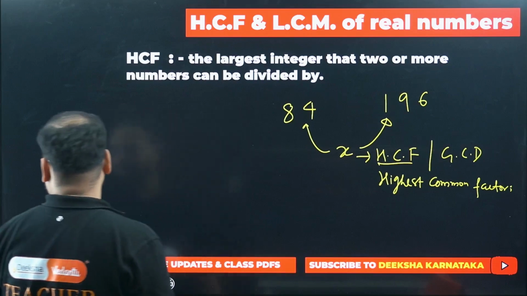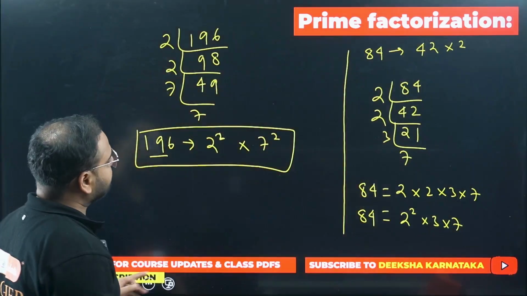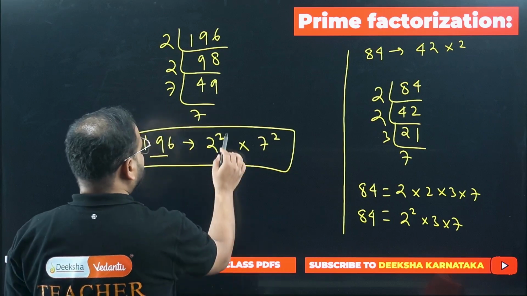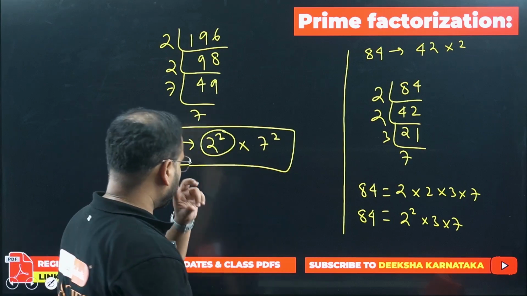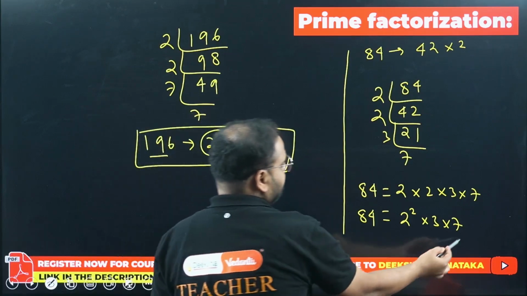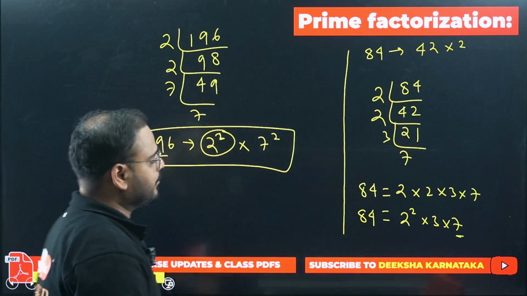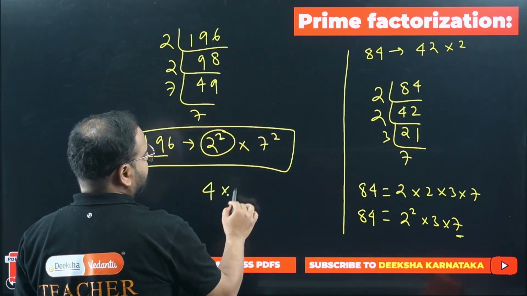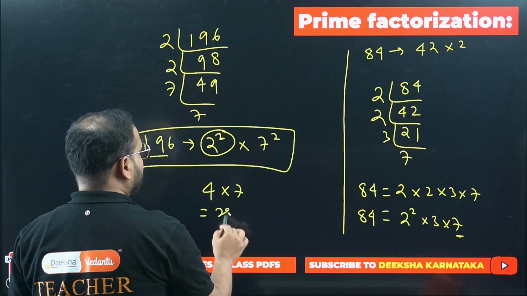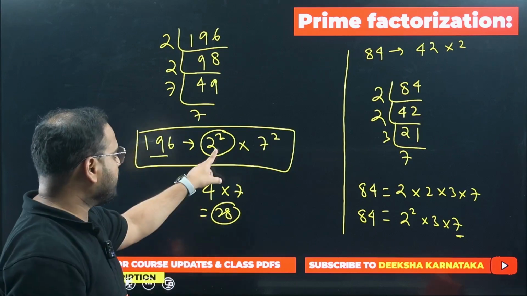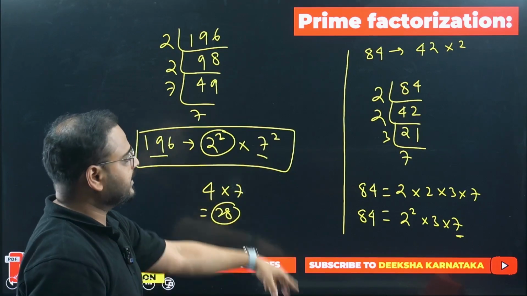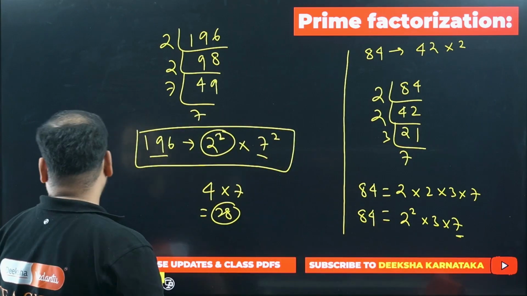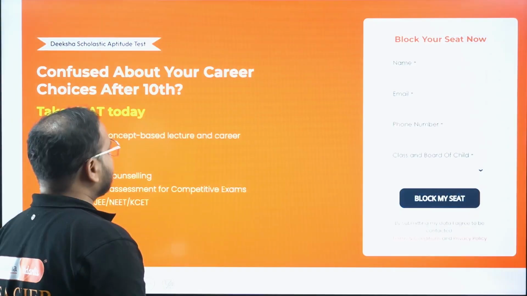Please have a look. What's the biggest number that can divide both of them? 2 squared is there. We also have 7. So 4 times 7, how much is that? 28. 2 squared is 4, and I can take one 7 because only one 7 is common. So 2 squared and 7, which is 28. I'm going to give you the second approach, and you'll understand that.